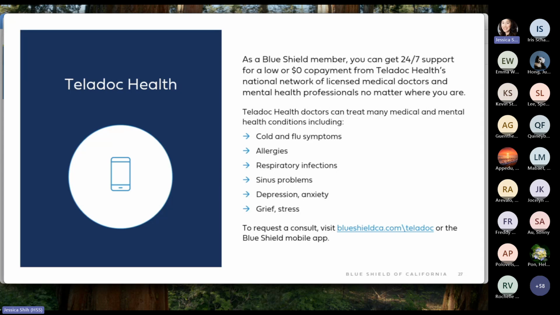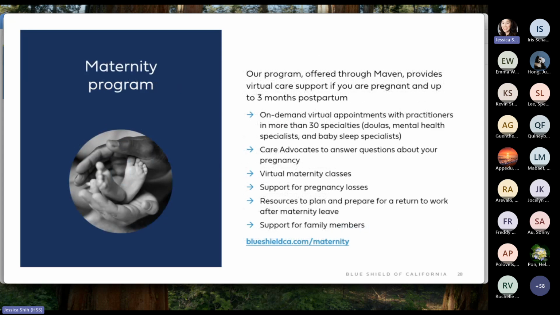SFHSS members are also offered Maven, which provides virtual care support for if you are pregnant and up to 3 months postpartum. It offers on-demand virtual appointments with practitioners in more than 30 specialties, doulas, mental health specialists, and baby sleep specialists, care advocates to answer questions about your pregnancy, virtual maternity classes, support for pregnancy losses, resources to plan and prepare for a return to work after maternity leave, and support for family members. For information on this program, you can go to blueshieldca.com/maternity.